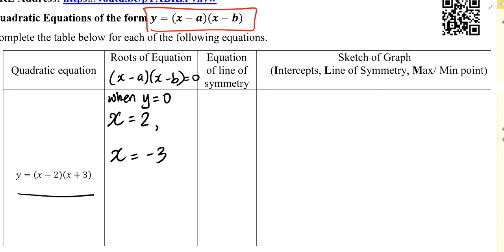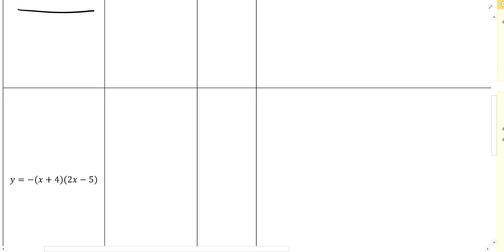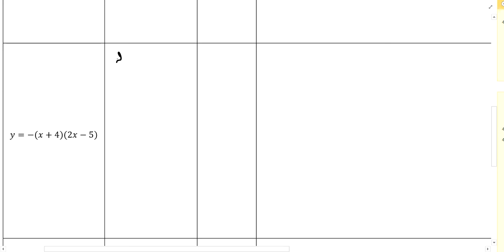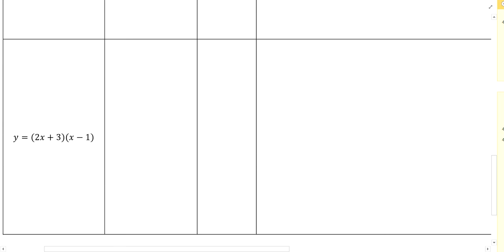Does anybody need explanation for this? Finding the roots. Why is it 2 and negative 3? Anybody needs help? If there aren't, I want you to fill up the rest first. For this, the first column. So write down when y equals to 0, x equals to blank, x equals to blank. So there are 3 such questions. When y equals to 0, x equals to something, x equals to something.